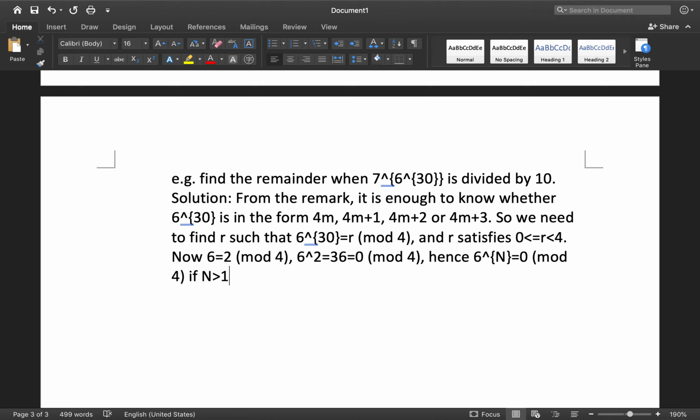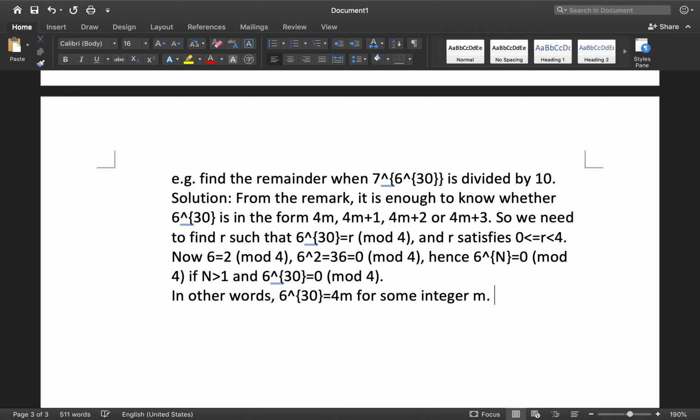So hence, we have 6, in particular 6 to the power 30. 30 is very big already, so of course it's bigger than 1. So 6 to the power 30 must be congruent to 0 modulo 4. So you got this. What is the meaning? In other words, we have 6 to the power 30 equal to 4m for some integer m.